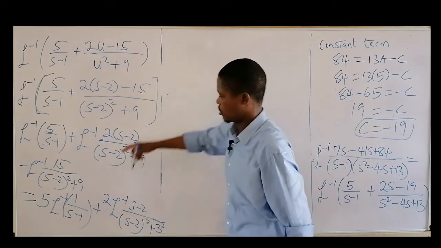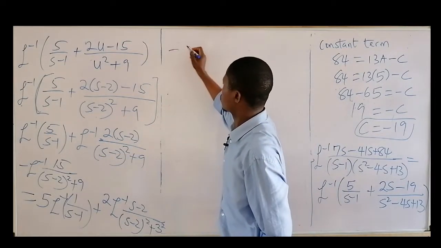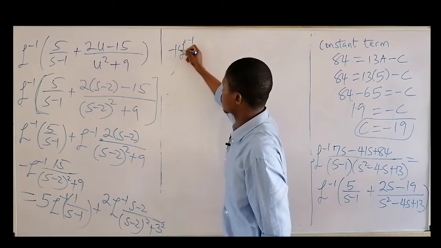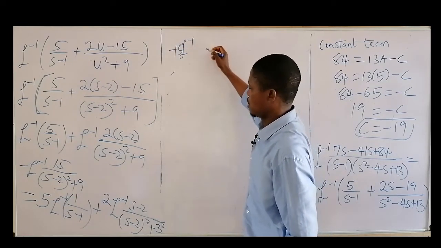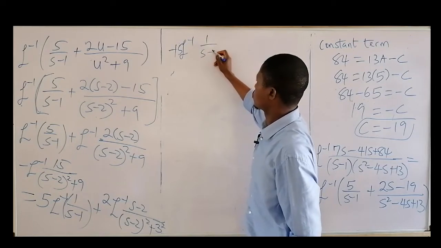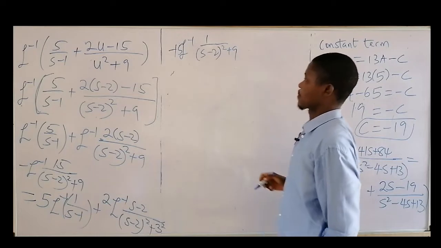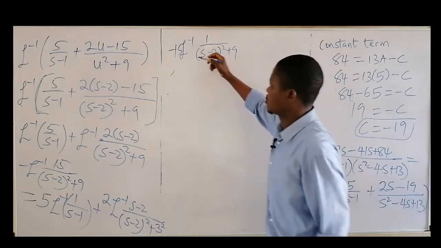So then the last one, minus the inverse. 15 can come outside. Minus 15 times 1 over (x minus 2) squared plus 9.